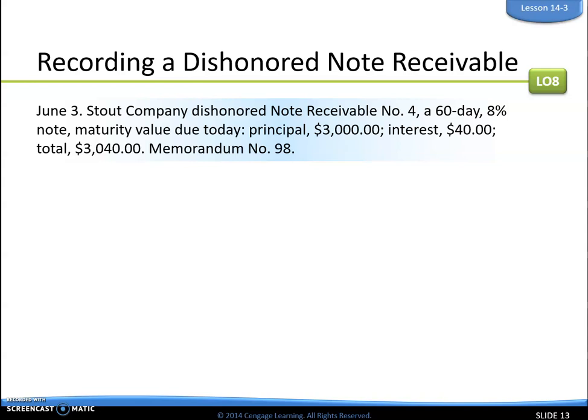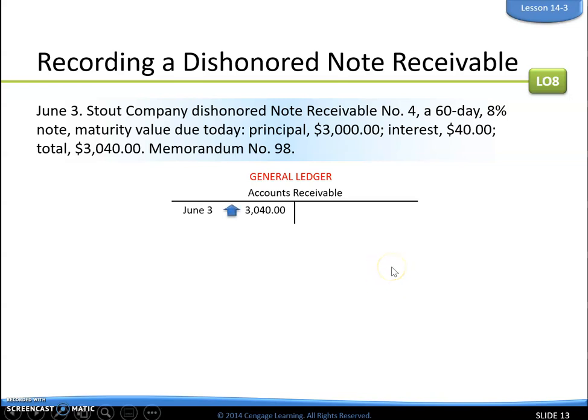So on June 3rd, Stout Company dishonored note receivable number 4, a 60-day 8% note, maturity value due today, principal 3,000, interest 40, for a total of 3,040, memorandum number 98. So what we're saying here is that Stout Company was supposed to pay us today for their note. They did not pay us. Okay, so that is considered a dishonored note.